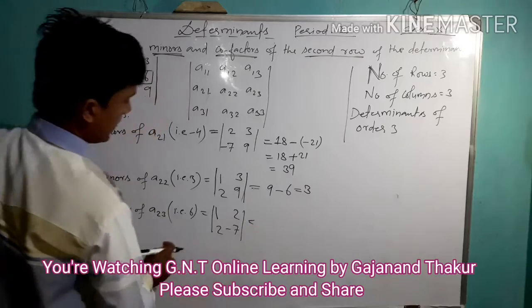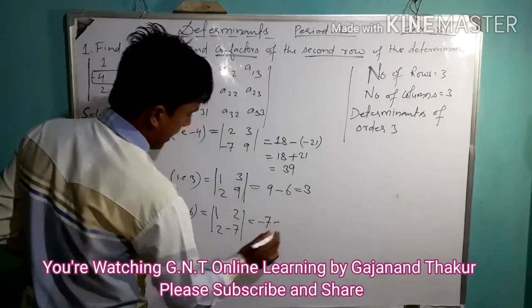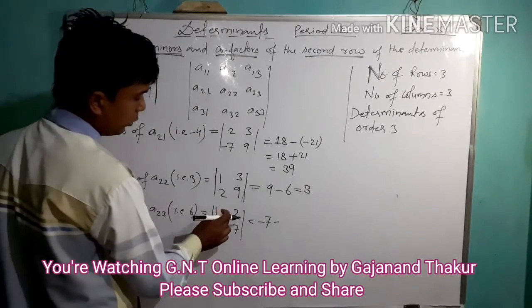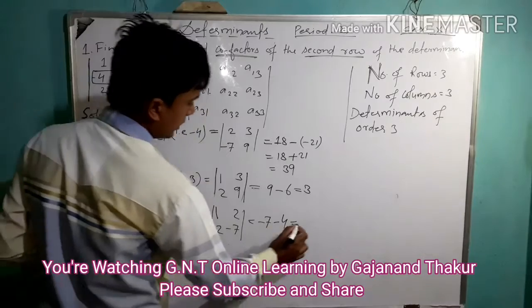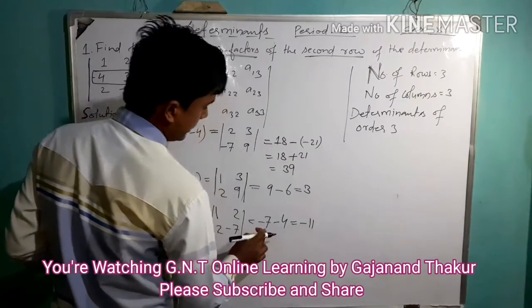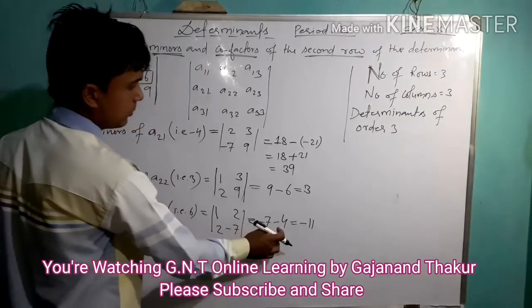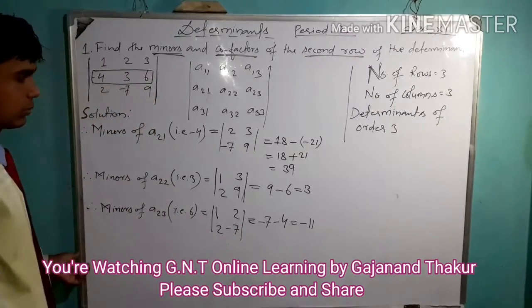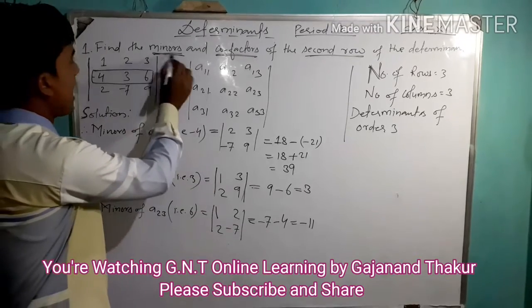Now we'll solve this one. So 1 into minus 7 will be minus 7. Then minus 2 into 2 will be minus 4, right? So how much will we get here? If we solve this one, we'll get minus 11. Sign remains minus and the numbers are added, so 7 plus 4 will be 11. So we got this one. The first part, the minor, is completed.